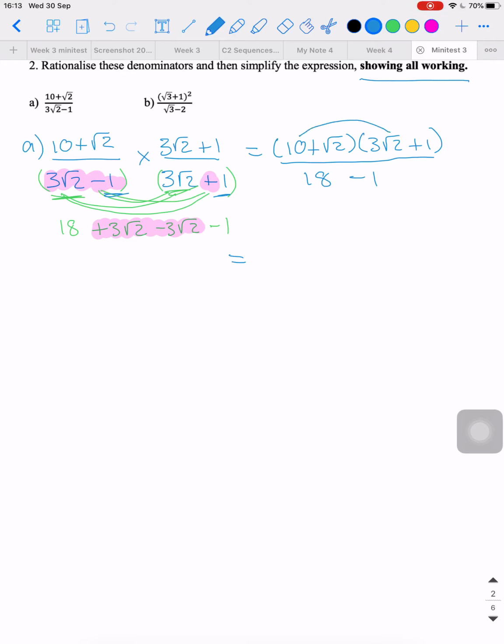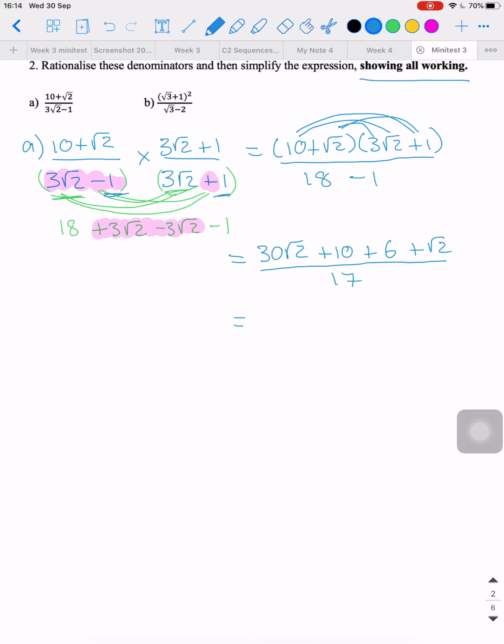So first times first, that's going to be 30 root 2. Then outer times outer, so that's going to be 10 times 1. Then inner times inner, so that's going to be 3 times root 2 times root 2, so that's just 3 times 2, so 6. And then last times last, so that's just root 2 times 1, and that's all over 18 take away 1, so all over 17. So now I can just collect my like terms together.